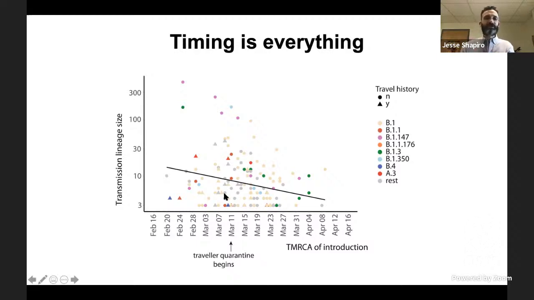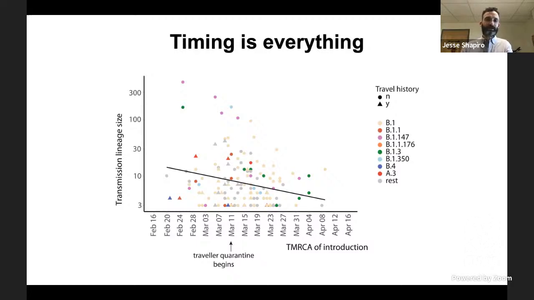So it's a bit of a noisy relationship, but you can see that when you plot transmission lineage size, so essentially how successful is a lineage on the phylogeny, versus the time of its most recent common ancestor, when it was introduced, you see that the early arrivals, not always, but they do tend to be more successful. And some of these arrived even before the spring break period. Okay, so it's an easier explanation of founder effects. The first one to arrive has a better chance of spreading.